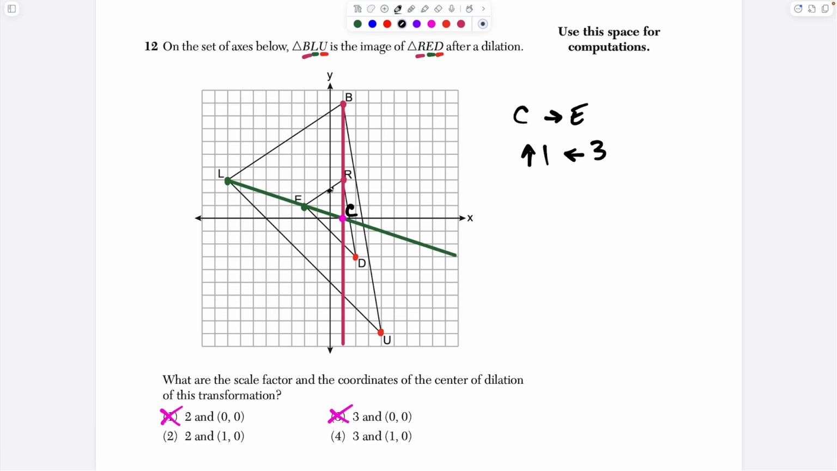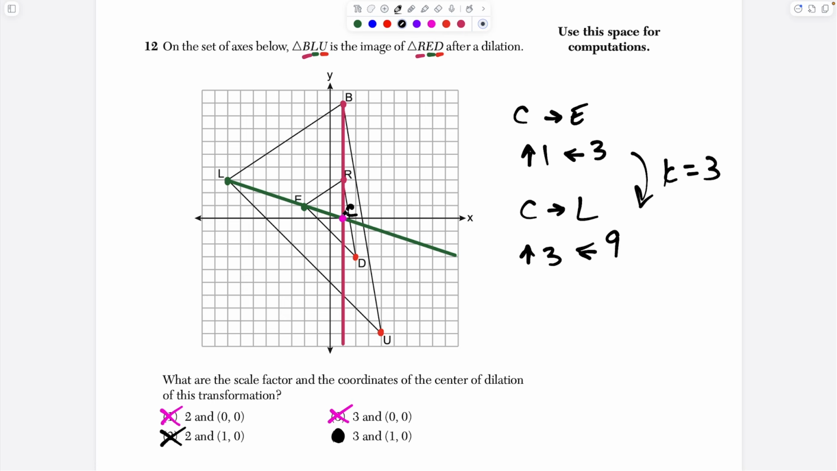But then let's think about, how do I get from C to L? To get from C to L, I have to go a greater distance. I have to go up 3 and to the left 9. See how my scale factor here would be equal to 3, because instead of going up 1, I'm going up 3 from the center, and instead of going left 3, I'm going left 9. So that would be a scale factor 3, not a scale factor 2. So this one here is out and it's definitely choice 4.